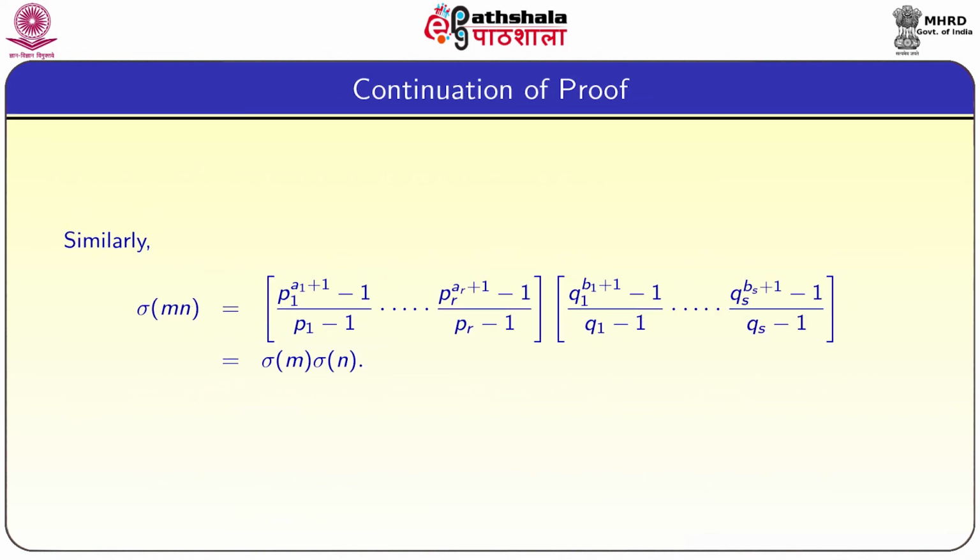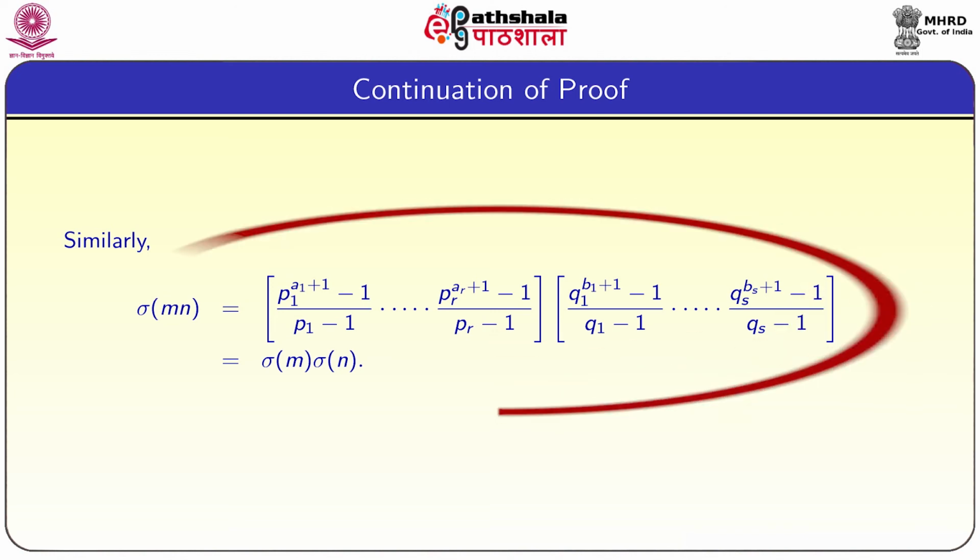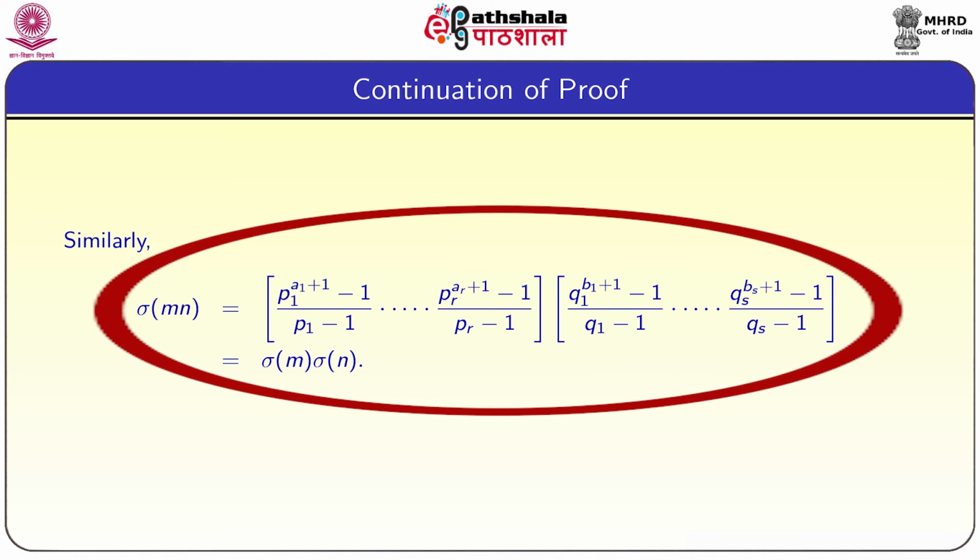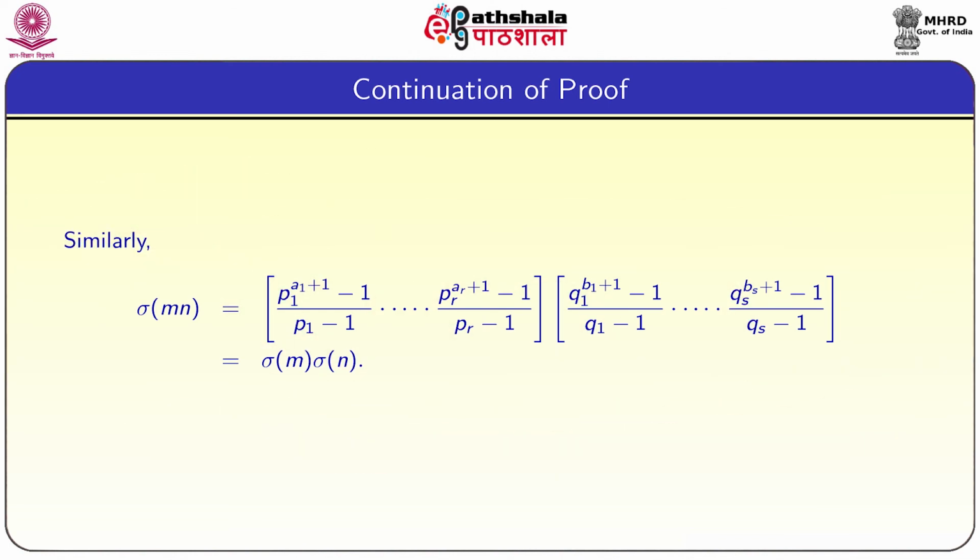Similarly, sigma of mn we can also prove in a similar fashion. That is, sigma of mn is equal to p1 power a1 plus 1 minus 1 by p1 minus 1 and so on pr power ar plus 1 minus 1 by pr minus 1 into the remaining other portion. So, that is equal to sigma of m into sigma of n.